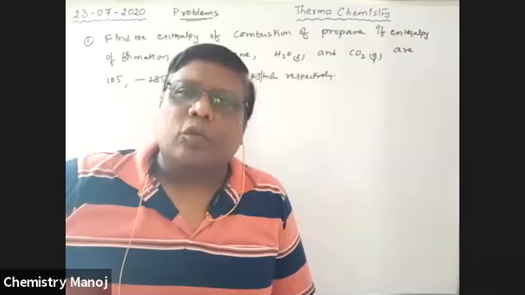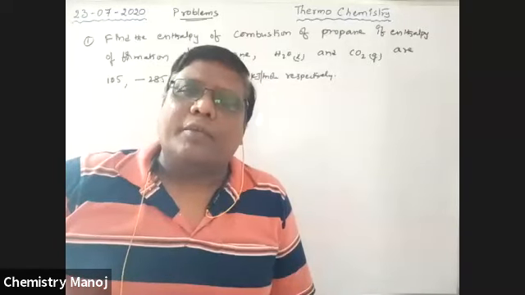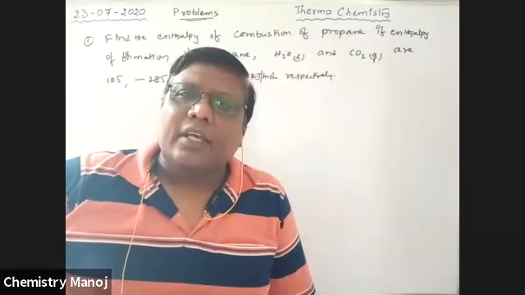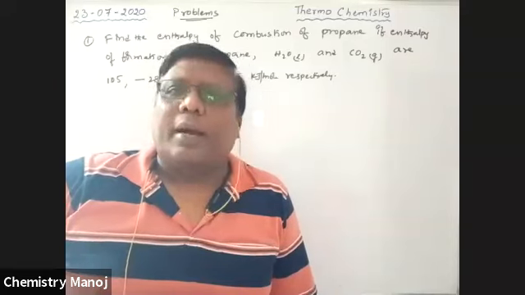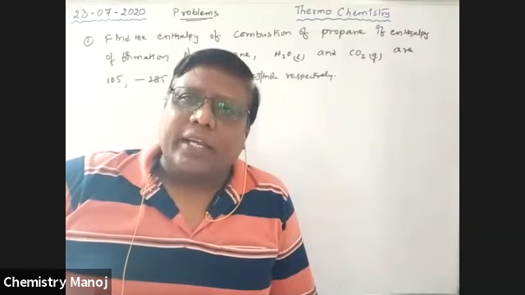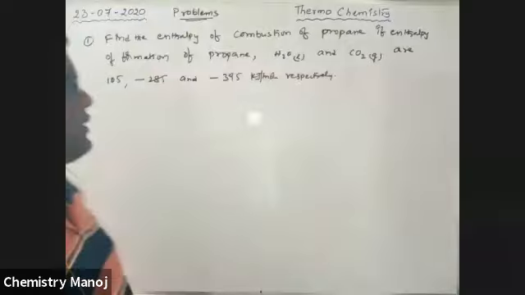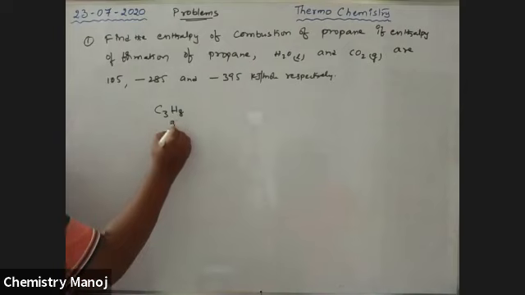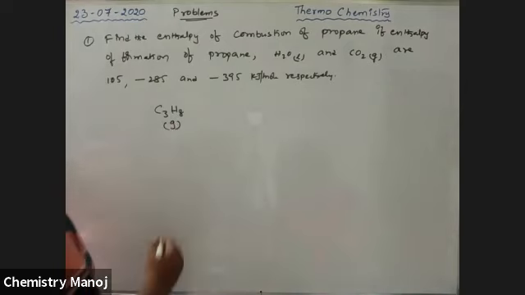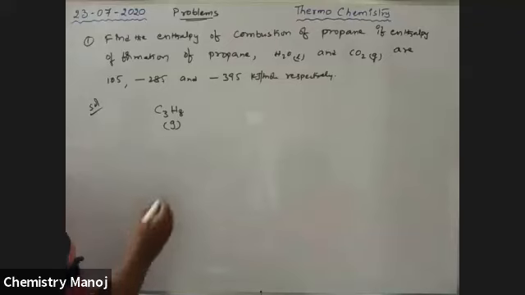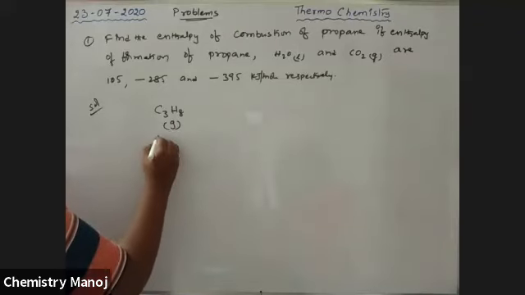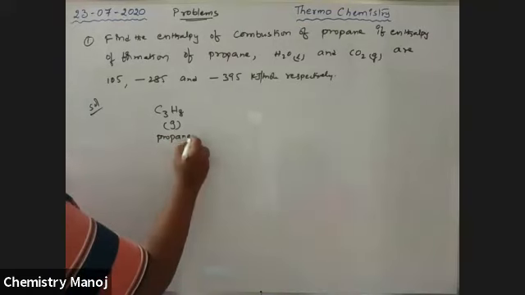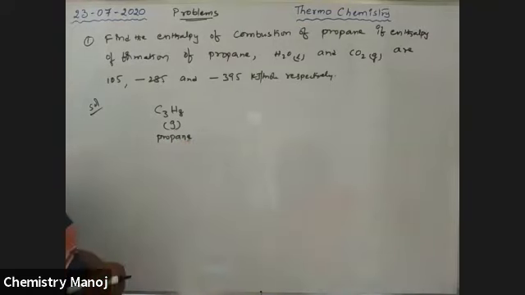What is propane? Propane means "prop" in organic chemistry, 3 carbons. It is an alkane, so the formula CnH2n+2 applies. Prop means n equals 3, so the formula is C3H8, which is a gas. It is propane. This propane is going to undergo combustion.